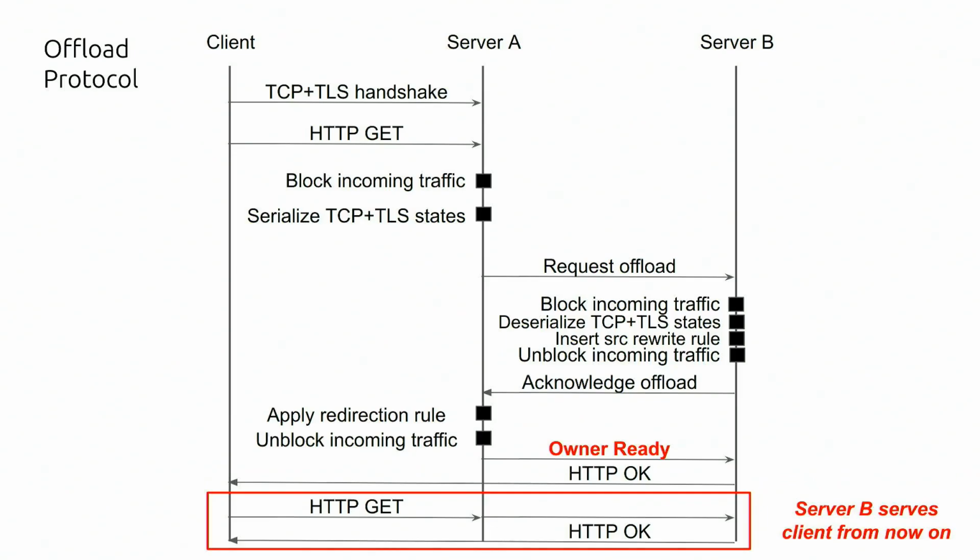Subsequent requests from the client will directly end up in server B, and server B will be serving this connection from now on, unless it tries to terminate it. In case server B wants to terminate this offload, it can send the socket back to server A, doing the same process but in reverse.